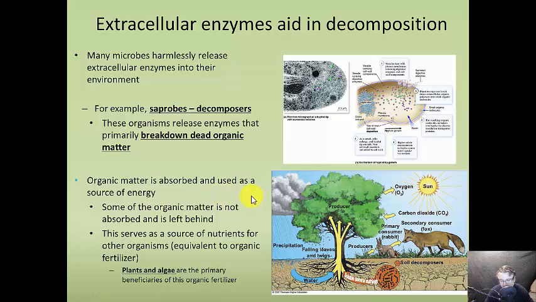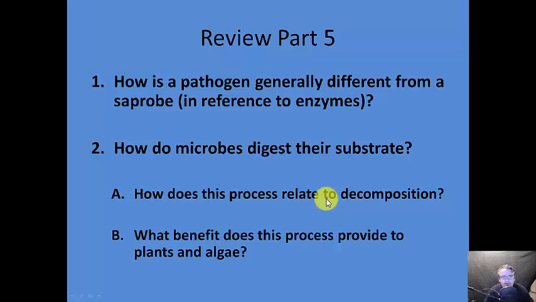So if they're a pathogen, they're bad because they produce enzymes that break down living tissue. If they're a saprobe, they're good because they create nutrients in the soil through decomposition. And ultimately that aids in the process of plant life, which is good for us as well. So that is, in a nutshell, how enzymes relate to what's happening in a cell, and then how that relates to pathogens, and then how that relates to the environment.